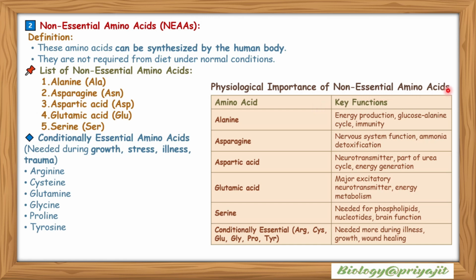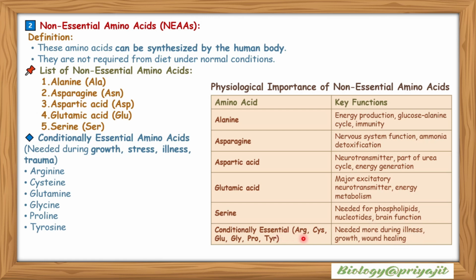Physiological importance of non-essential amino acids. Alanine's function is energy production, glucose-alanine cycle maintenance and it provides immunity. Asparagine is needed for nervous system function and ammonia detoxification. Aspartic acid acts as a neurotransmitter. It is part of the urea cycle and responsible for energy generation. Glutamic acid is the major excitatory neurotransmitter. It is responsible for energy metabolism. Serine is needed for phospholipids, nucleotides and brain function.